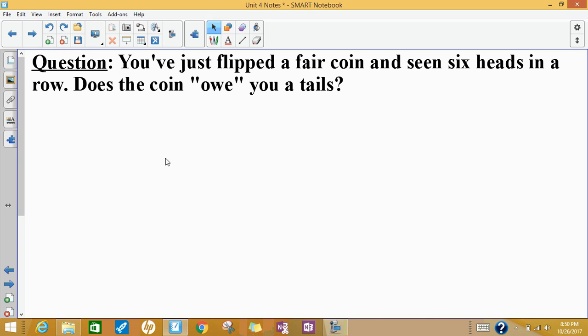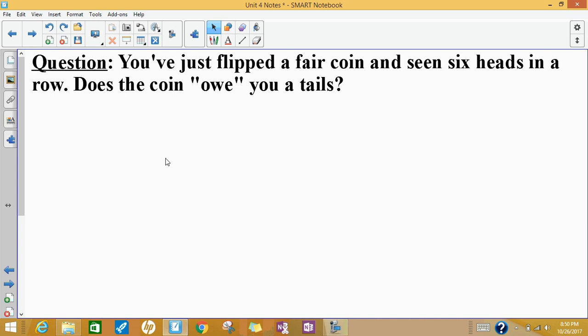So let me pose a question. You've just flipped the fair coin and seen 6 heads in a row. Does the coin owe you a tails? Sometimes people talk about the law of averages, and they think that if things are going right, eventually something's going to go wrong. So in this scenario where we have a random phenomenon of flipping a coin and we have 6 heads, you might think that it's definitely going to be a tails next time. But each time you flip the coin, there's a 50% chance of getting a heads, 50% chance of getting a tails. So the coin doesn't owe you a tails. You could flip a tail or a head again on the 7th time.